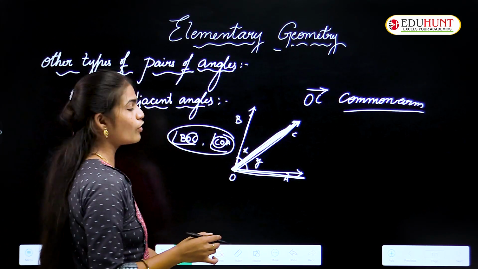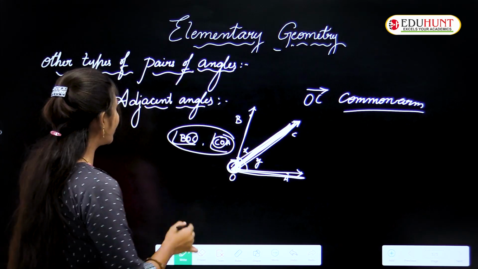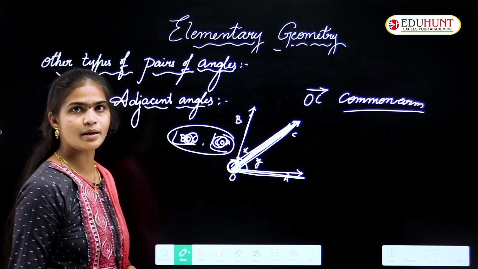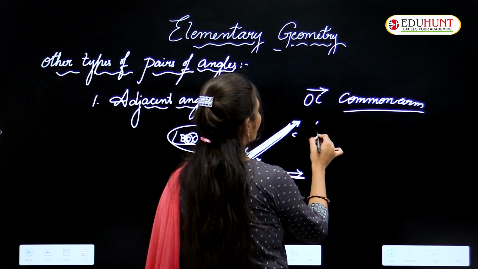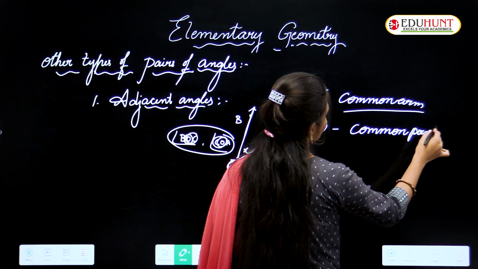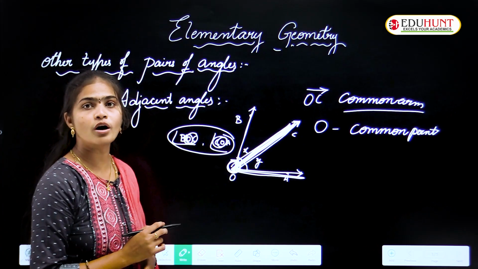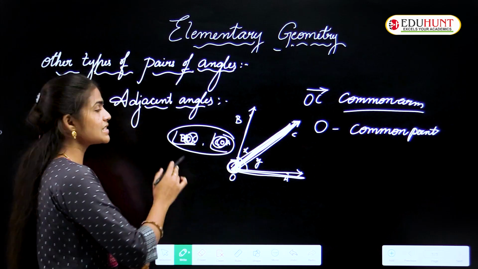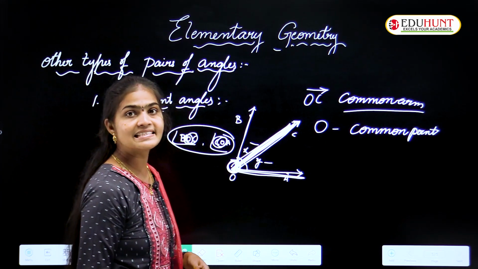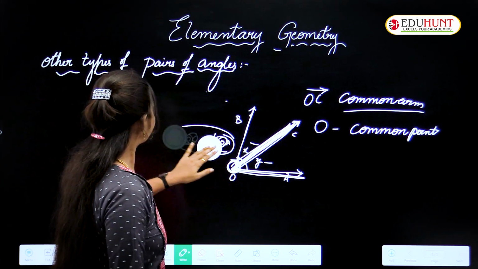Two angles are formed by a common arm and at a common point. Observe that X is formed at O and Y is also formed at the point O only, no? So O is the common point. So when two angles are formed by a common arm and at a common point, then we call those two angles adjacent angles. Is it clear? So here X and Y are adjacent angles.